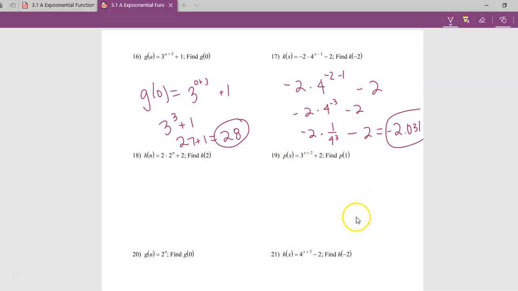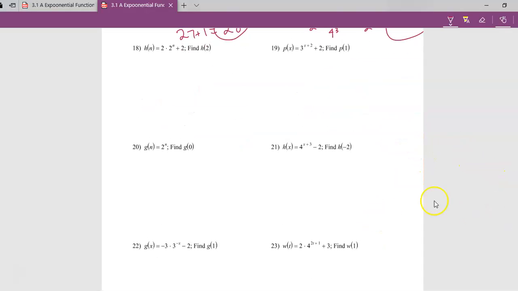Okay, let's see if there's any others we could do here. Let's do number 20. We're going to plug in 0 here for our variable. It's just 2 to the 0 power. Remember, anything raised to the 0 power is always just equal to 1. So that would just go to 1.